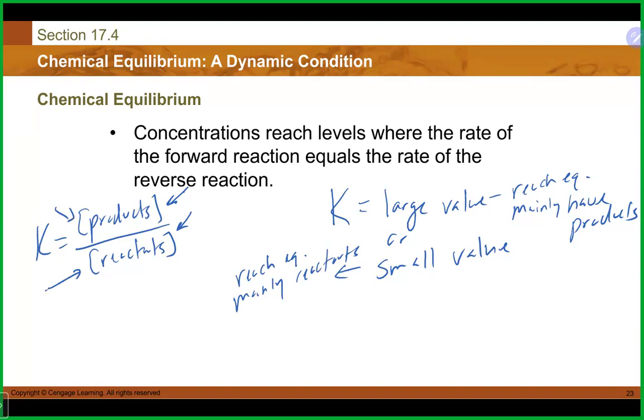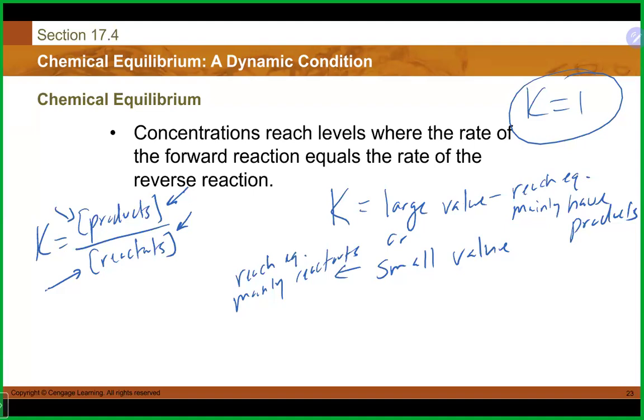What's considered a large number? What's considered a small number when you're looking at the K value? Well, clearly the K value of 1 is considered large. So if you have a value of 1 or above, it is considered a large value of K. And you would expect when that thing reaches equilibrium to have more products than reactants. If you have a small value of K, that should be less than 1. And when you reach equilibrium, you should expect perhaps more reactants being present than products.